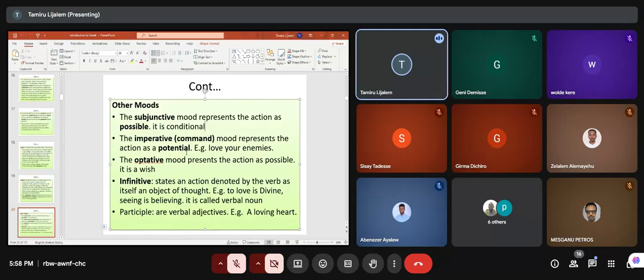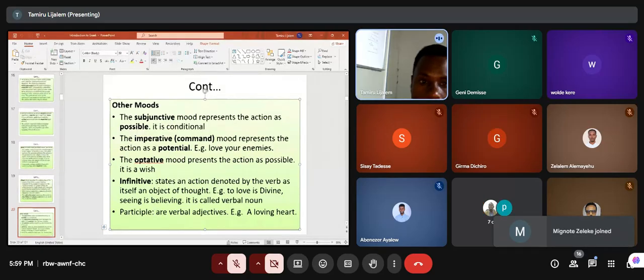the action as a potential. Love your enemies is imperative. And the other one is optative mood, which presents the action as possible. It is a wish. And the rest are infinitive and participle. Infinitives are verbal nouns and participles are verbal adjectives.